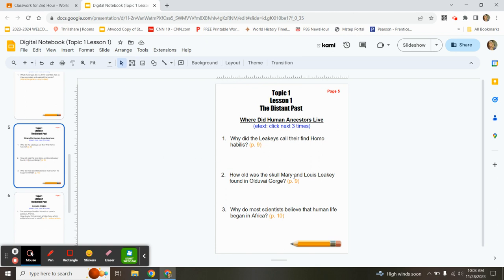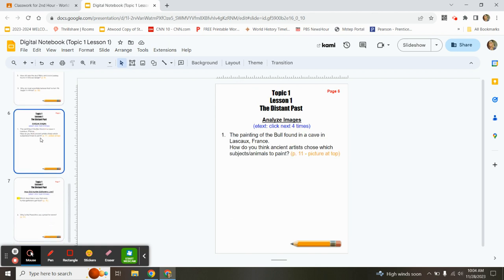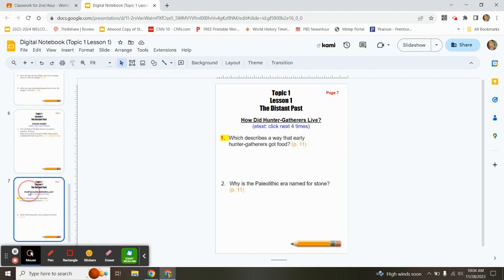Page 5, you will see again 3 questions. Notice they are not highlighted or in red. These are not quiz questions, but I give you the page number you can find the answers on. Page 6, we'll be looking at a picture. Page 7, notice number 1 is a quiz question, but number 2 is not.